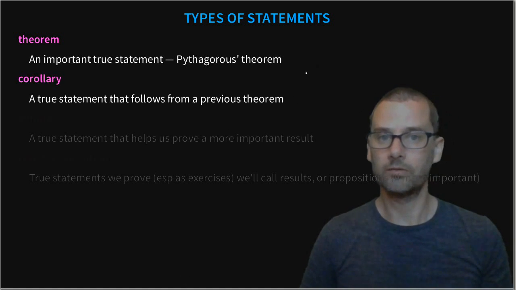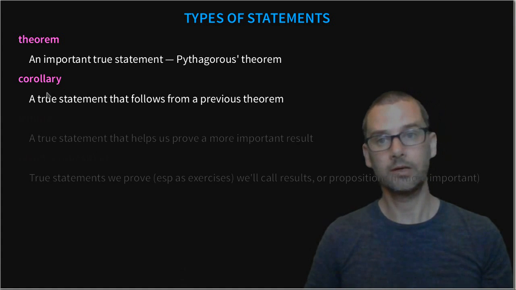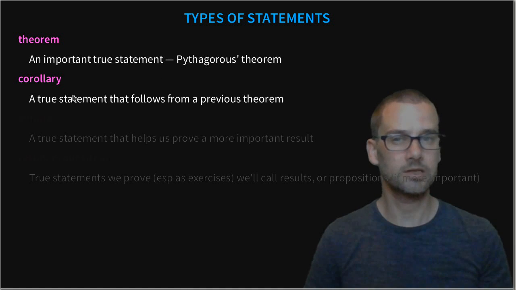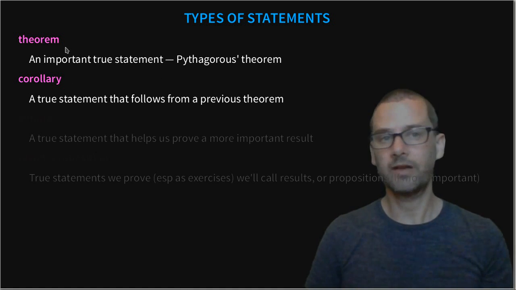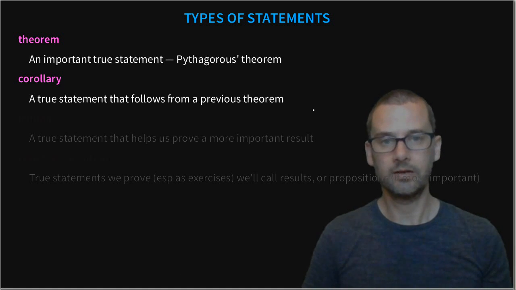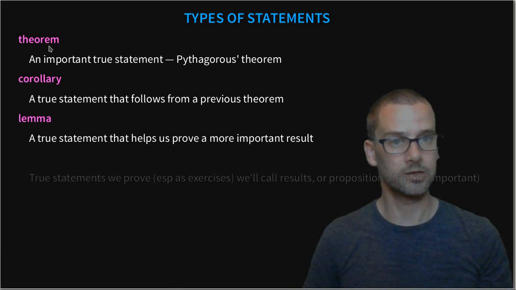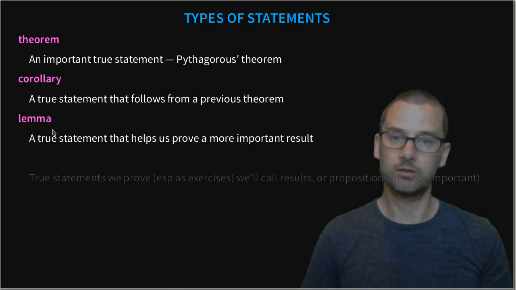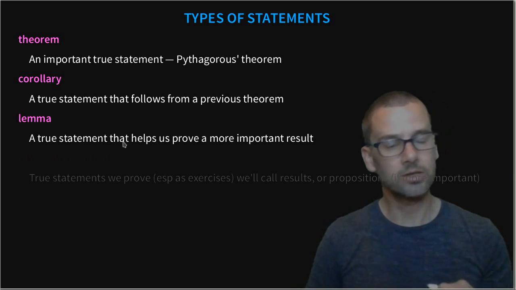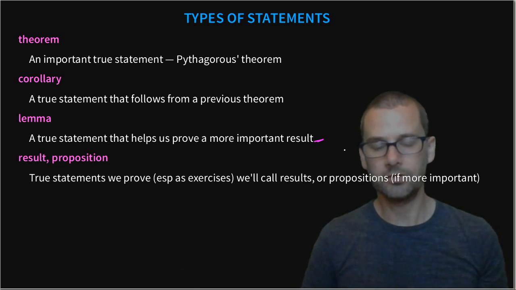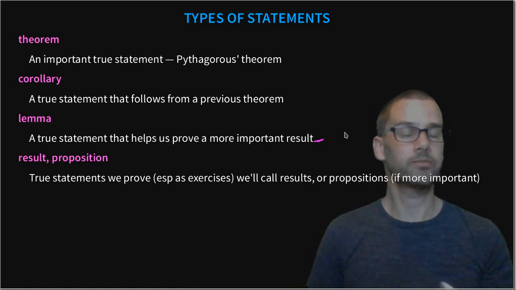Now, following from a theorem is something we call a corollary. So a corollary is a true statement that follows from some previous theorem. So this is usually something interesting that comes as a fairly direct consequence of a theorem. Now, in order to get to theorems, we'll typically have small results that help us prove the big result of the theorem, and these are called lemmas. So a lemma is a true statement that maybe isn't so interesting by itself, but helps us prove something more interesting.